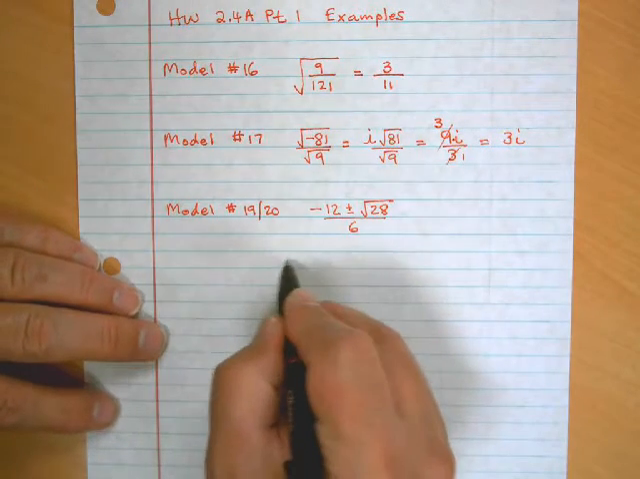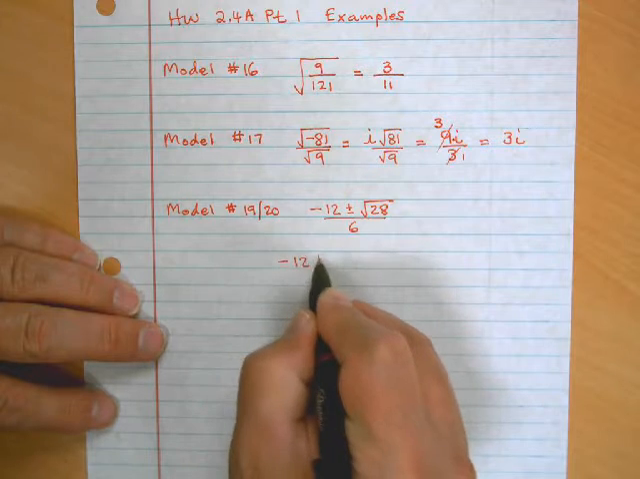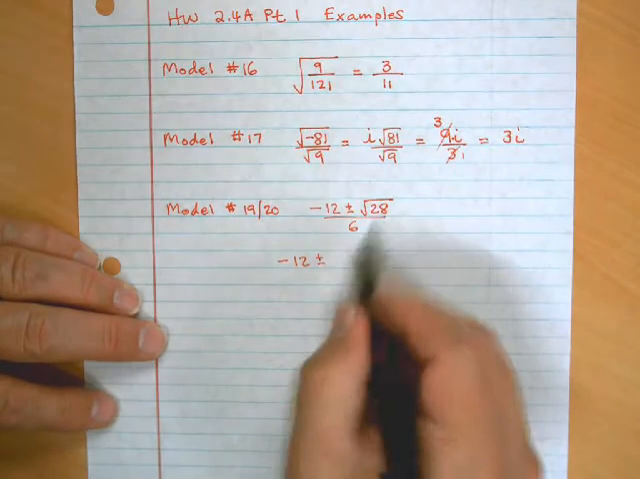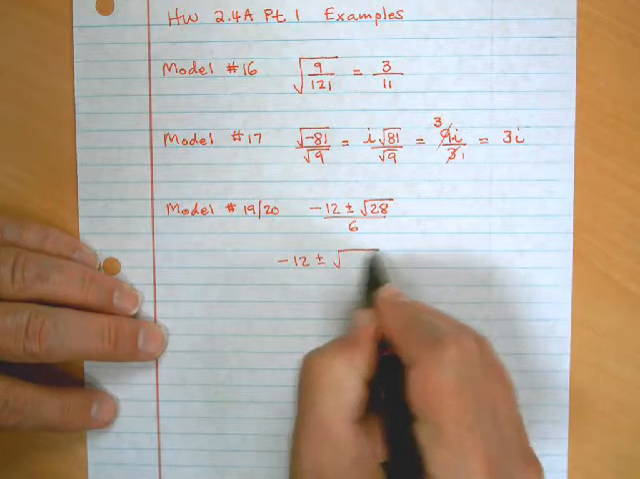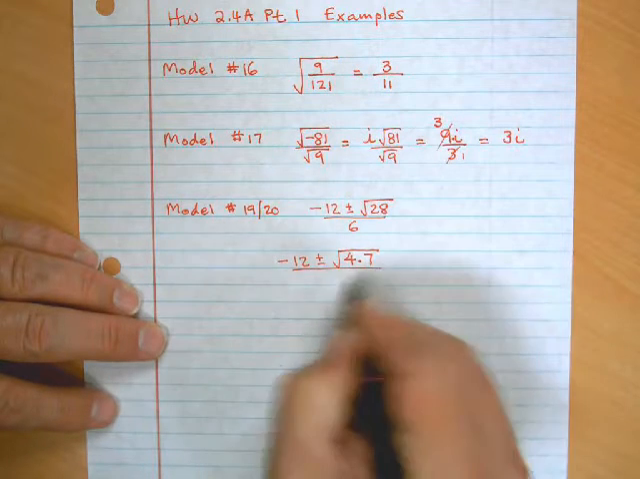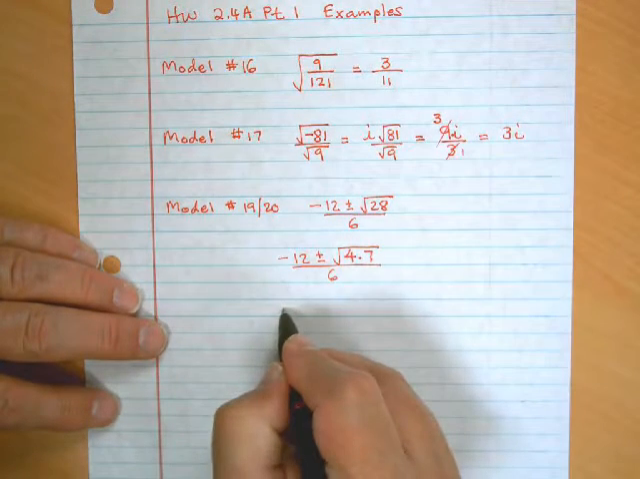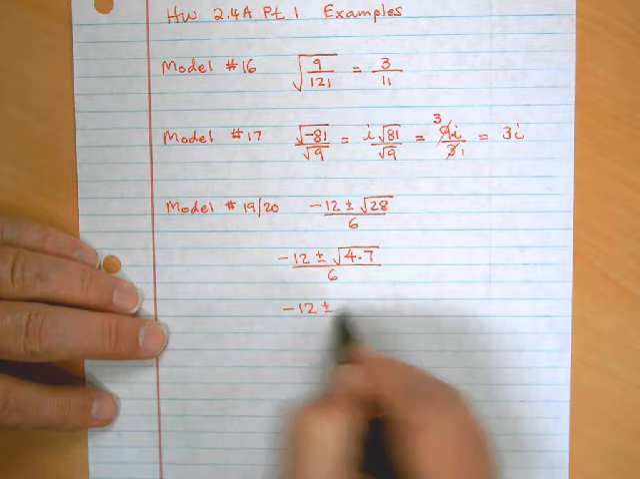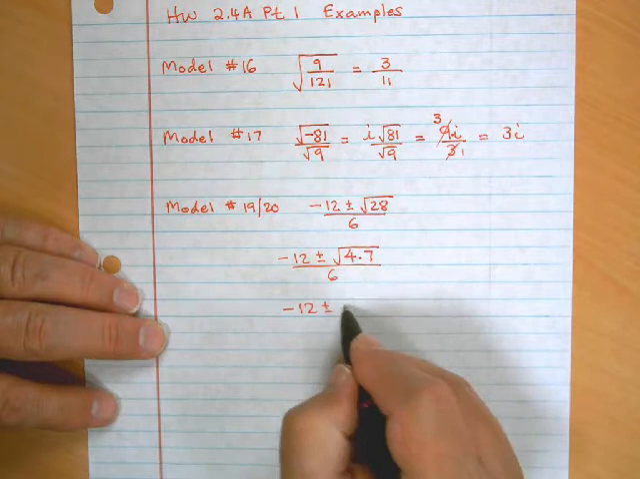Okay, so let me start breaking down the square root. 28 is 4 times 7. I chose 4 because that's a perfect square. The next line here is going to be negative 12 plus or minus the square root of 4, which comes out as a 2.